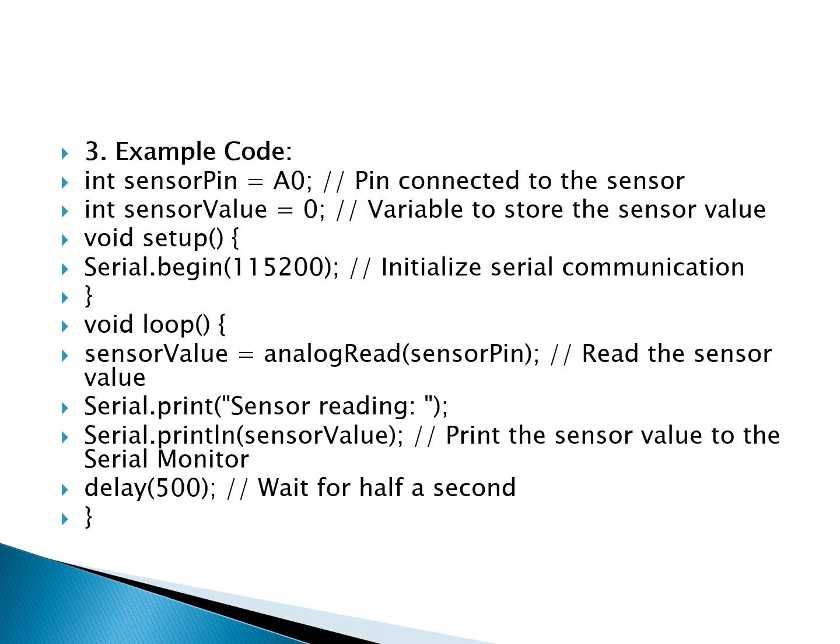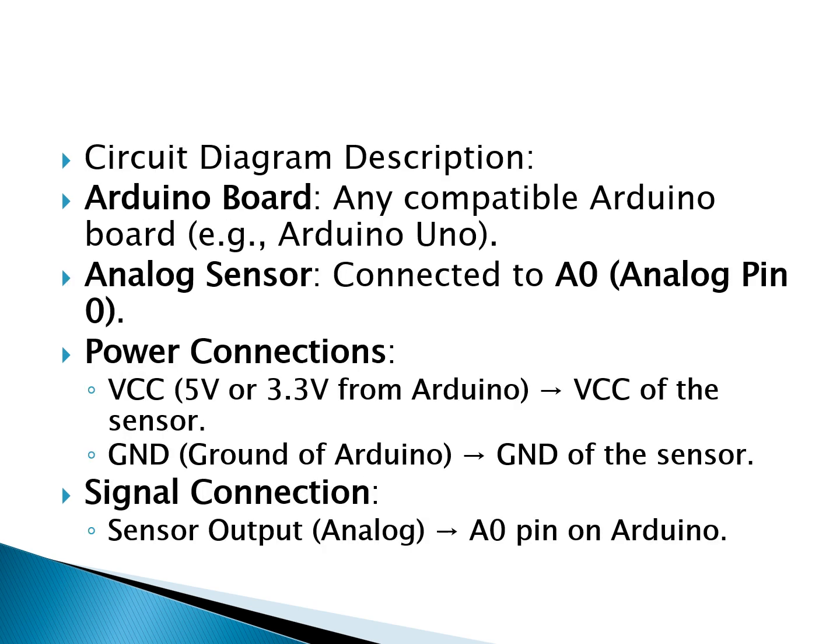Example code. This is the example code to read the sensor values. Circuit diagram description. Arduino board: any compatible Arduino board, example Arduino UNO. Analog sensor connected to the A0 analog pin. Power connections: VCC 5 voltage or 3.3 voltage from Arduino to VCC of the sensor, ground of Arduino to GND of the sensor. Signal connection: sensor output analog to the A0 pin on Arduino.